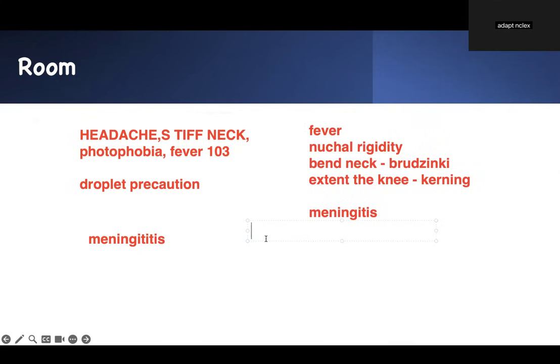Droplet precaution. What do we wear for droplet precaution? That's a surgical mask. That's all. We don't need to wear anything else. No N95, no gown, no gloves, just a surgical mask. Now, what do we do? We got to confirm it with the laboratory.